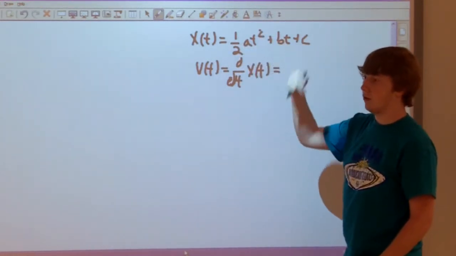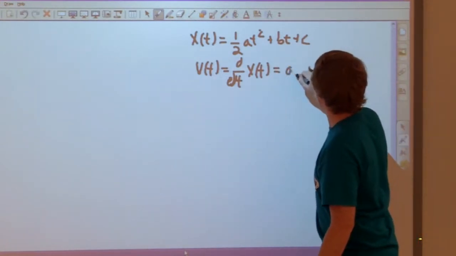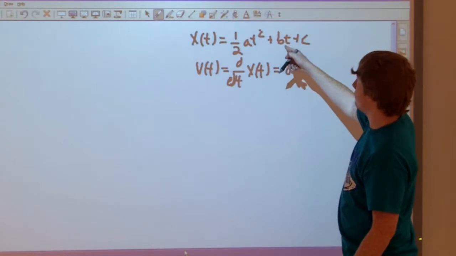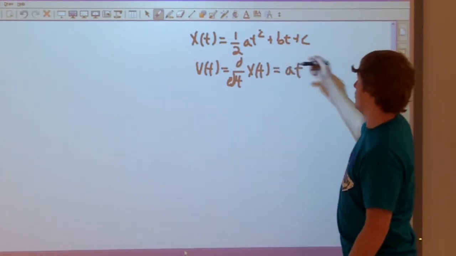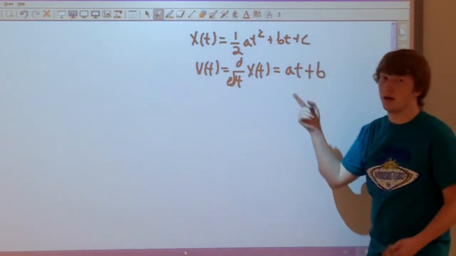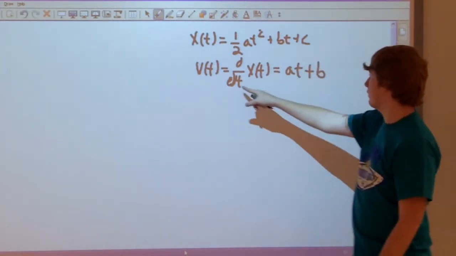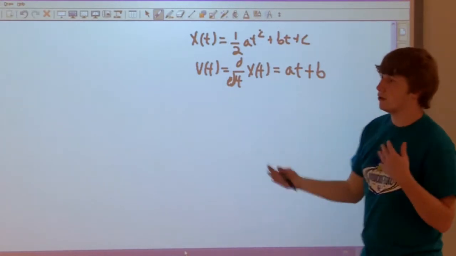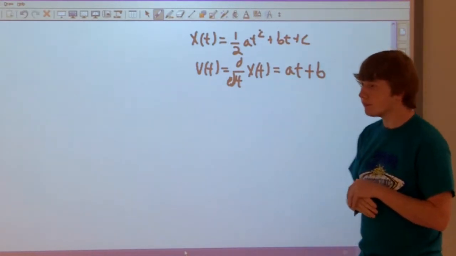The 2 and the 1/2 cancel out, so you're left with at, and the derivative of bt would be the constant, it's just going to be b, so plus b, and then c is a constant, and the derivative of a constant is 0. So this is your velocity function. This describes how fast your object is moving at a given time.